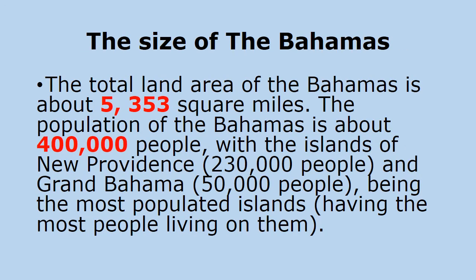The size of the Bahamas. The total land area of the Bahamas is about 5,353 square miles. The population of the Bahamas, according to our last census, was about 400,000 people, with the island of New Providence having some 230,000 people and Grand Bahama with about 50,000 people, being the most populated islands and having the most people living on them.